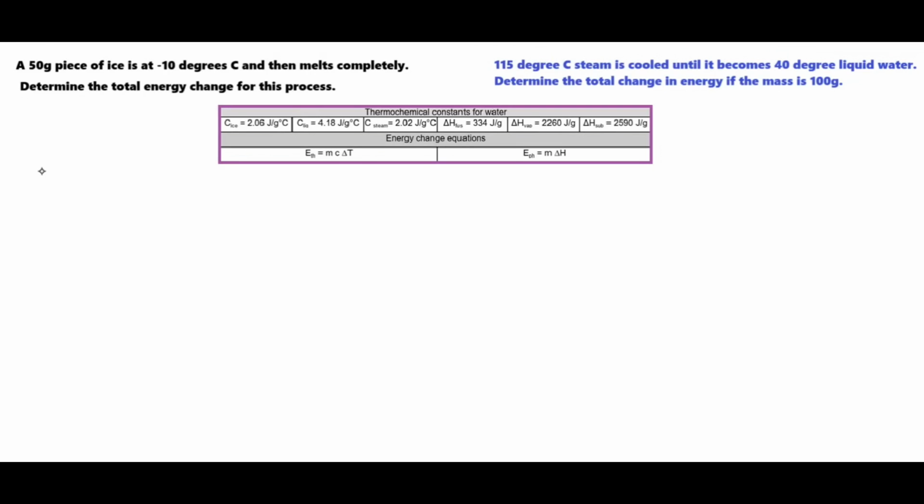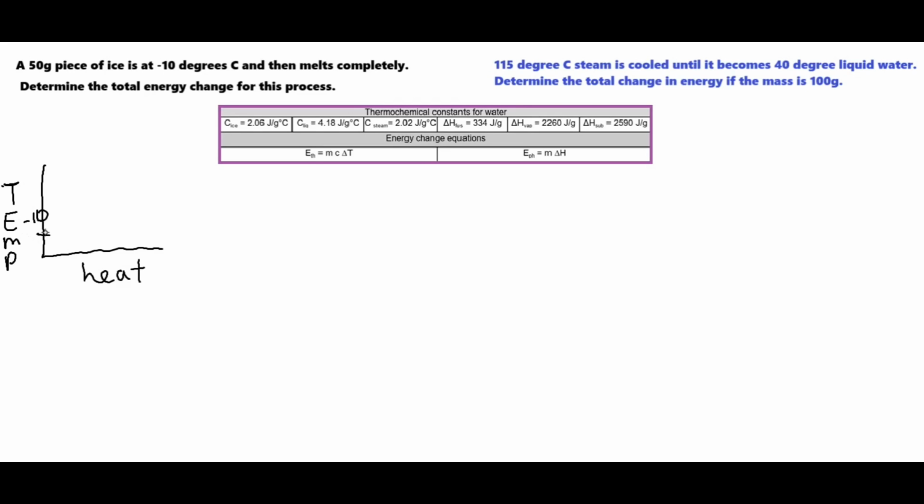So typically when you take a look at these phase change graphs, you have something that looks like this, where you have heat being added and then you have the temperature along the x-axis. What you want to do is just do a quick sketch of the process just so you can visualize all the different processes that are happening throughout the problem. So for this one, we have ice at negative 10 degrees, so I'll just go ahead and make my negative 10 right over here. And it's going to melt completely.